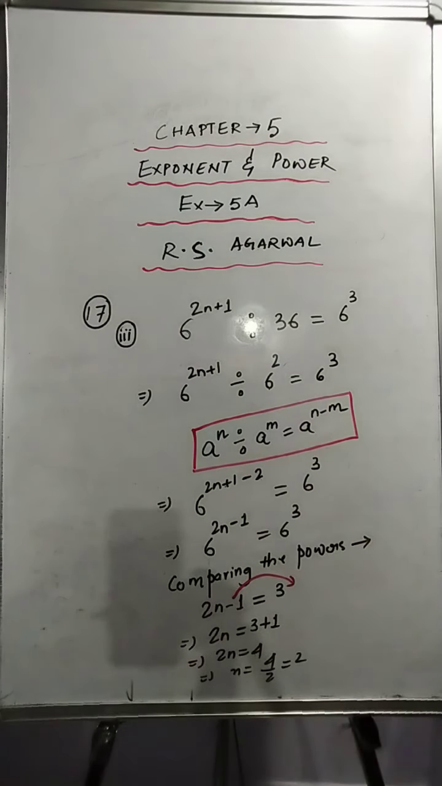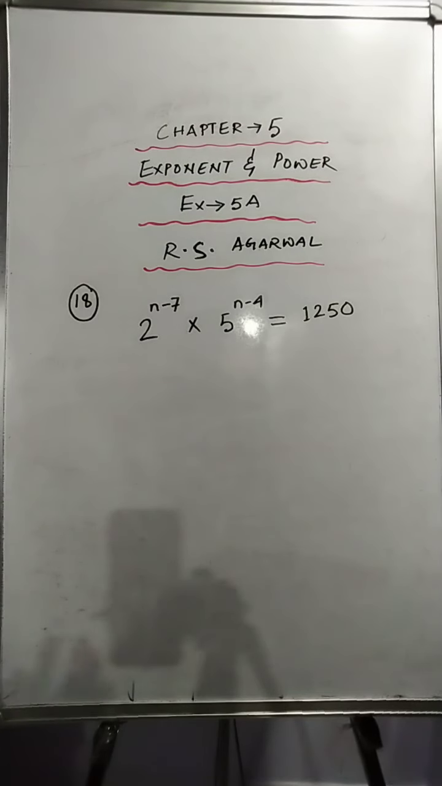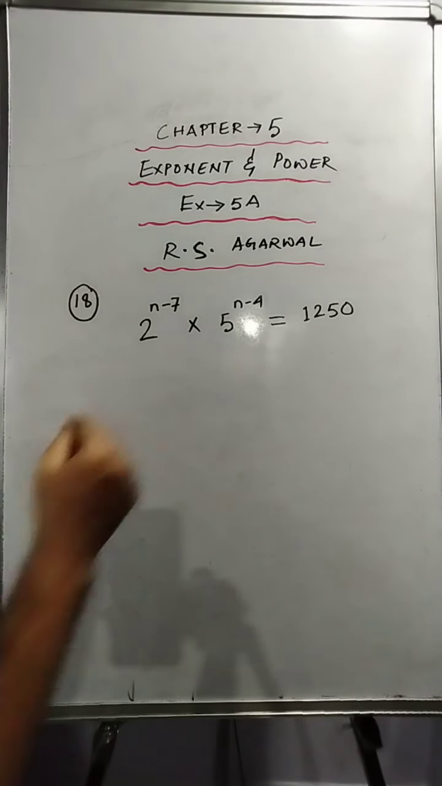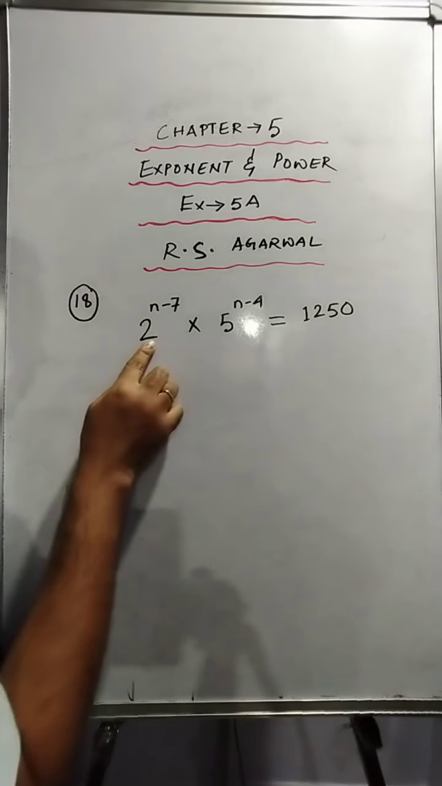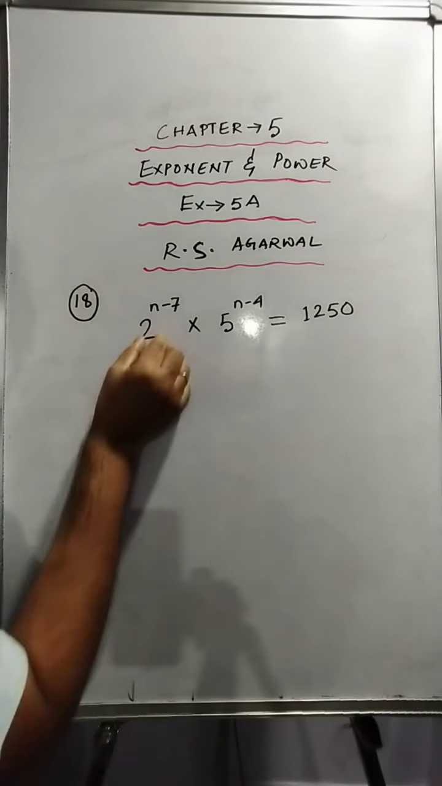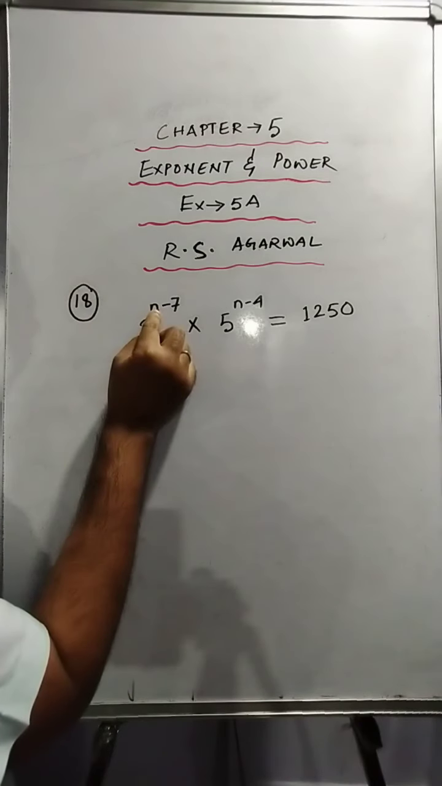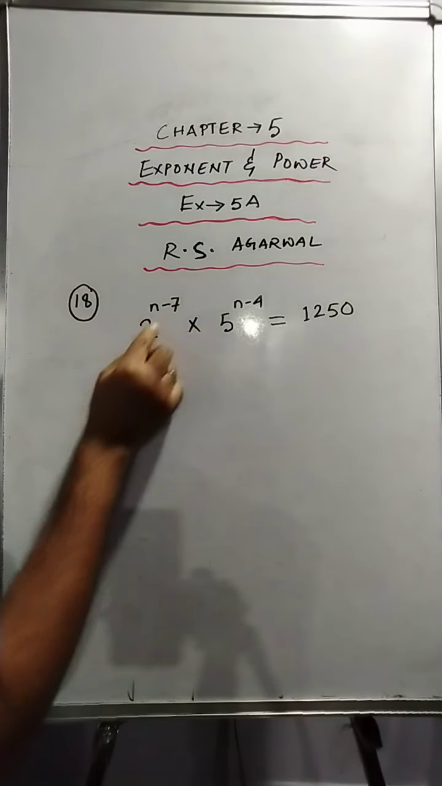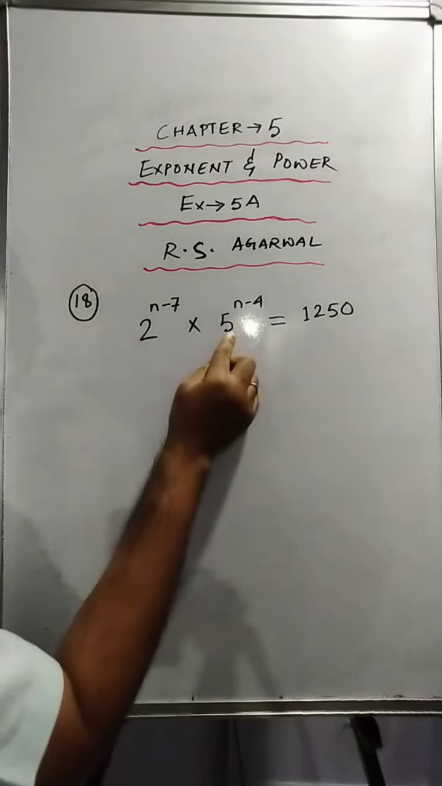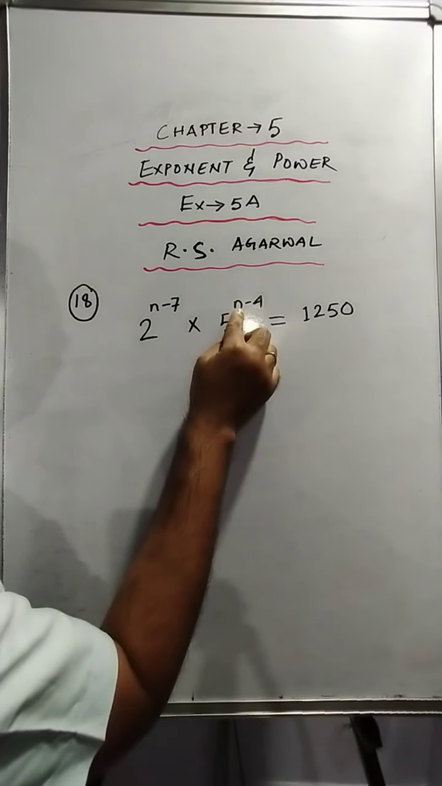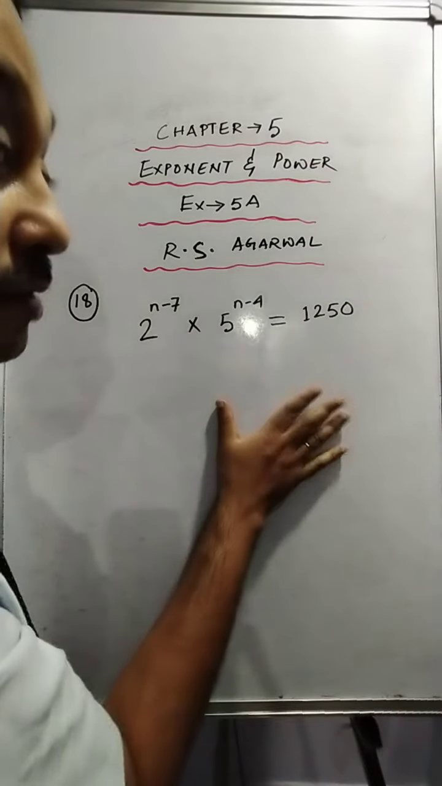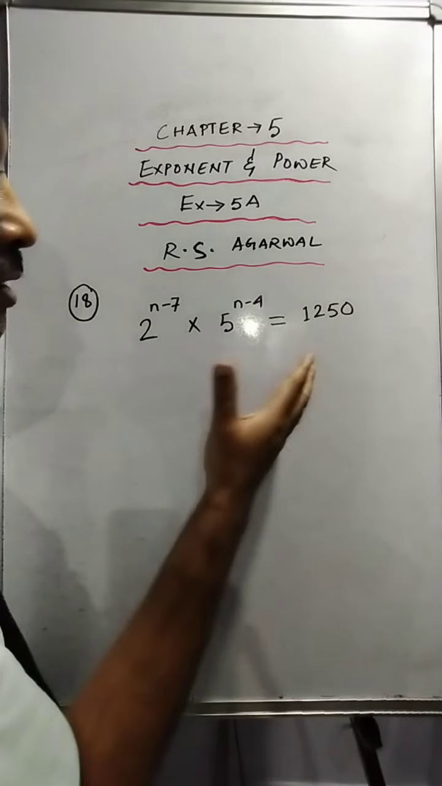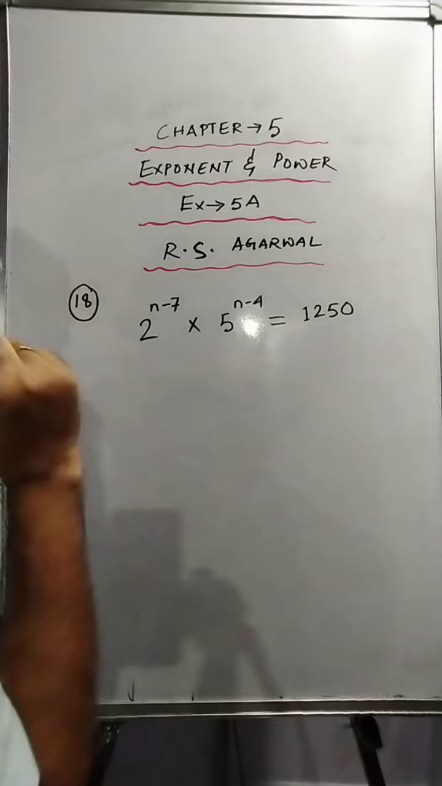That is sum number 18. Now this is a very interesting sum, students. Now you see on the left hand side we have two different bases. That is, one is 2 and one is 5, and they are carrying a power. 2 as base is carrying n minus 7 as a power, and base 5 is having power n minus 4. And on the right hand side they have given 1250. So now the challenge is to get the value of n with a different base.